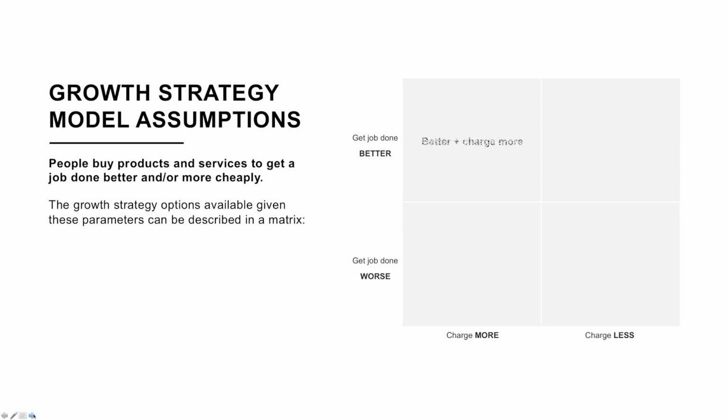We can get the job done better and charge more. We can get the job done better and charge less. We can get the job done worse and charge less. And we can get the job done worse and charge more. Now, as you'll see, there's strategies for each of these, but the segment that we're focused on is really going to dictate what strategy we're going to choose.